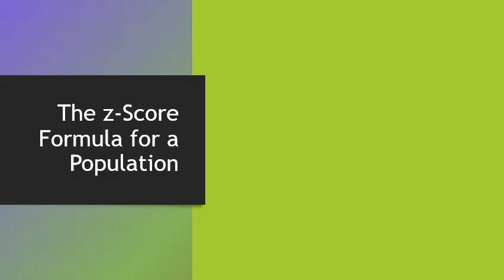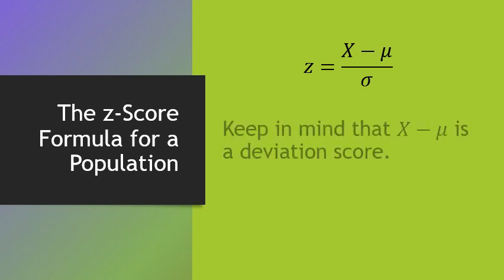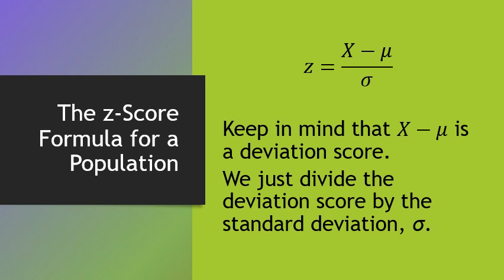So let's look at the z-score formula for a population. z is equal to x minus the mean over standard deviation. Well, remember that x minus mean is a deviation score. You know how to calculate those. And then we just take that deviation score and we divide by the standard deviation to find z.